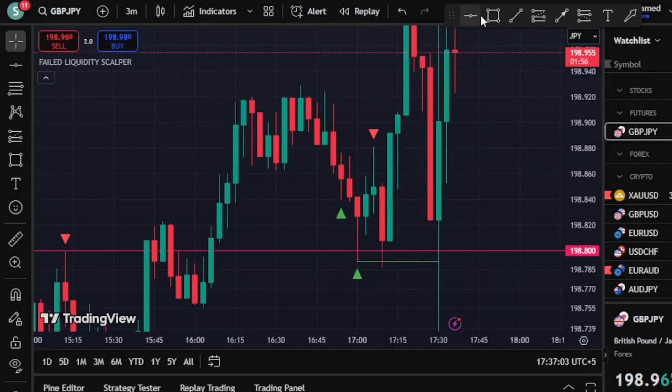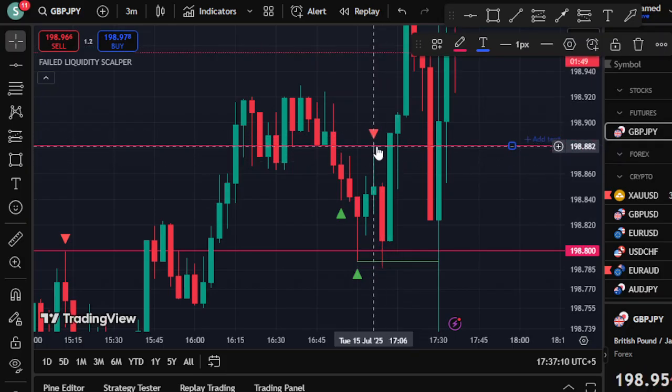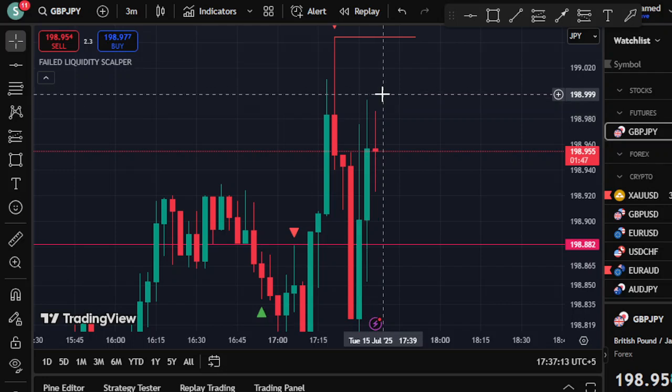And even here, that's the liquidity failure. You can see on GBP JPY the price closes above, the next candle closes above the high of the red candle, then you can see the price simply moved up.